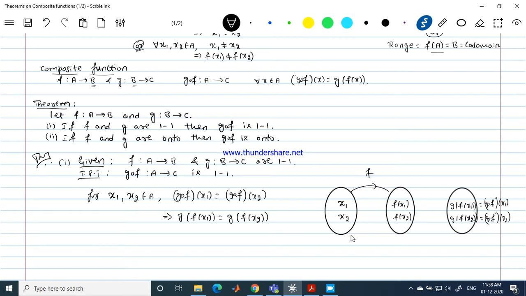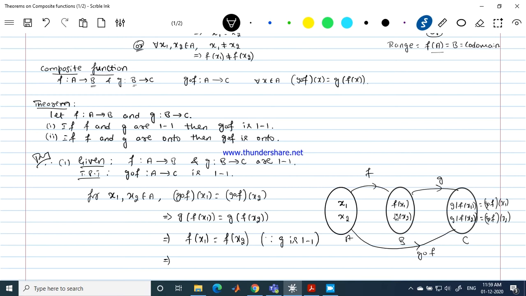So this f is a function from A to B, and this g is a function from B to C. And f composition g, we know, is a function from set A to C. Now have a look at this one. These two are equal. Then obviously we are expecting their pre-images are the same. This implies f of x1 is equal to f of x2. What is the reason? Because g is a 1 to 1 function. Since g is 1 to 1, if the images of f of x1 and f of x2 are the same, then their pre-images f of x1 and f of x2 should be the same.